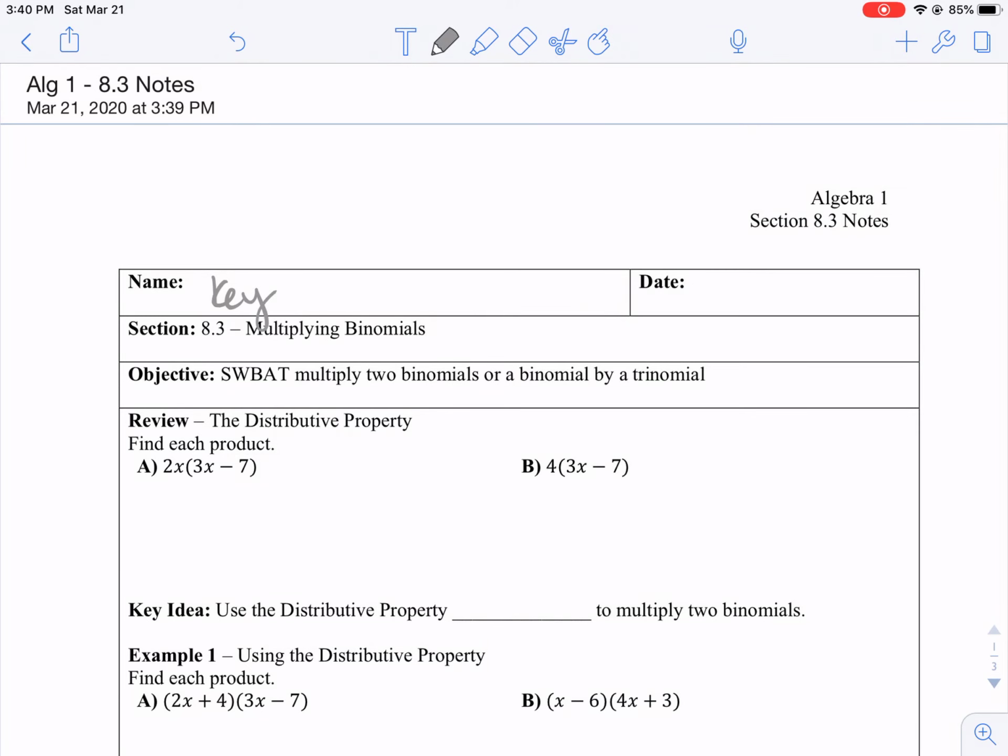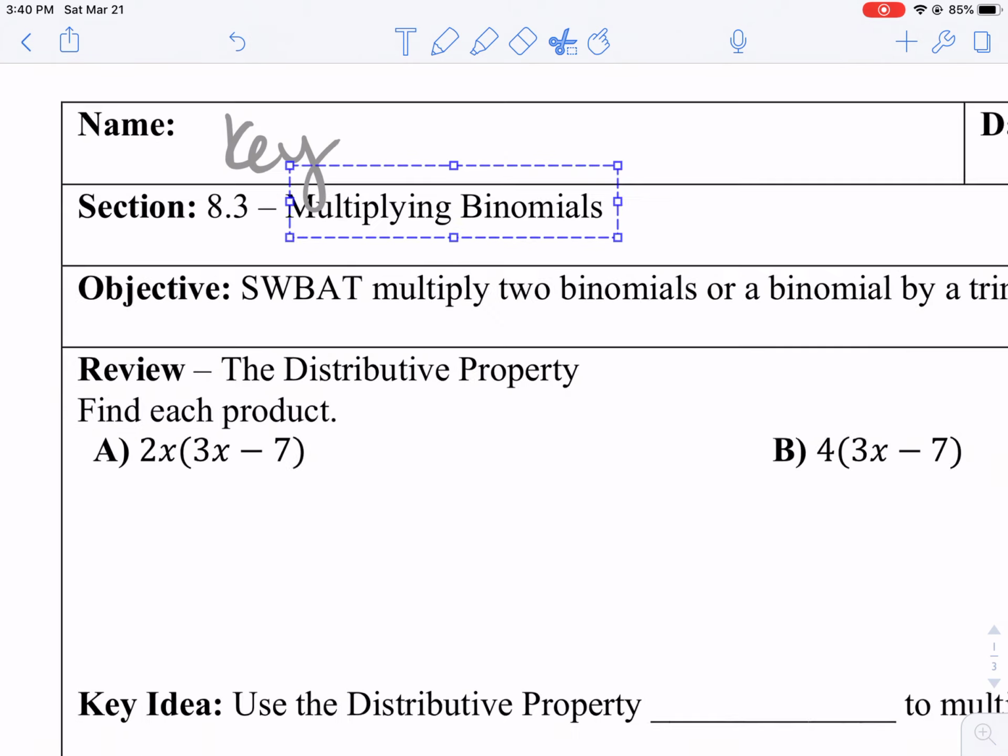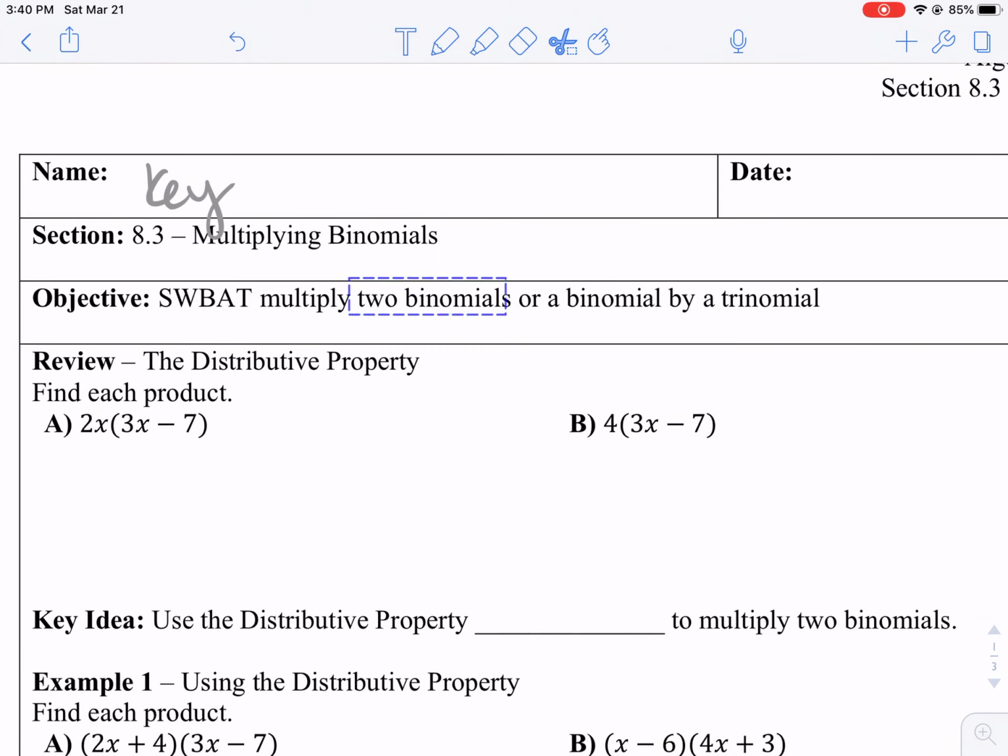Hi guys, welcome to your 8.3 notes. Today we are going to multiply binomials. By the end of the day, you will be able to multiply two binomials together. Also, you'll be able to multiply a binomial by a trinomial.